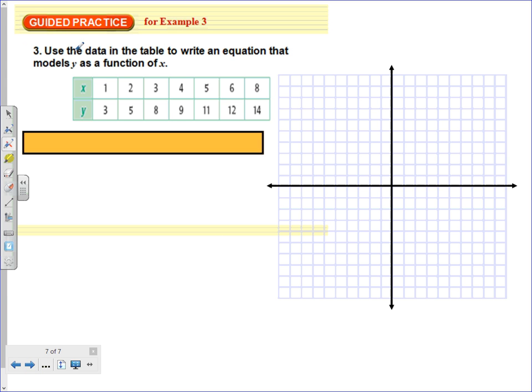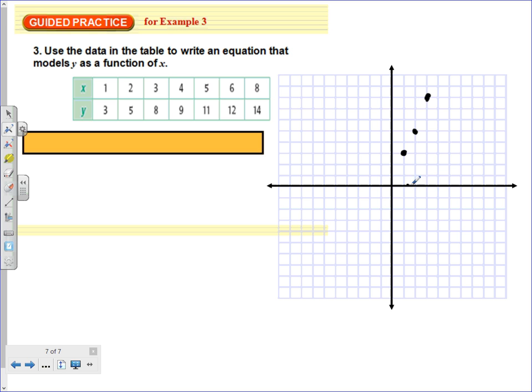So in this case, it says use the data in the table to write an equation that models y as a function of x. So the first thing we have to do is plot our points. X is 1, y is 3. X is 2, y is 5. X is 3, y is 8, and we're going up to 8.